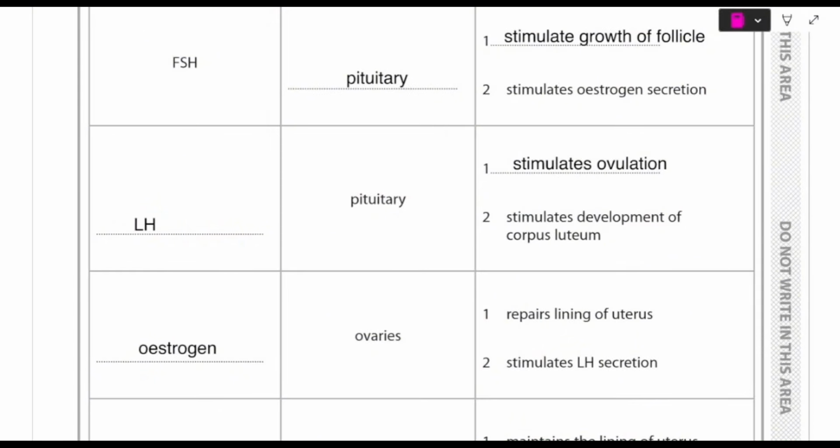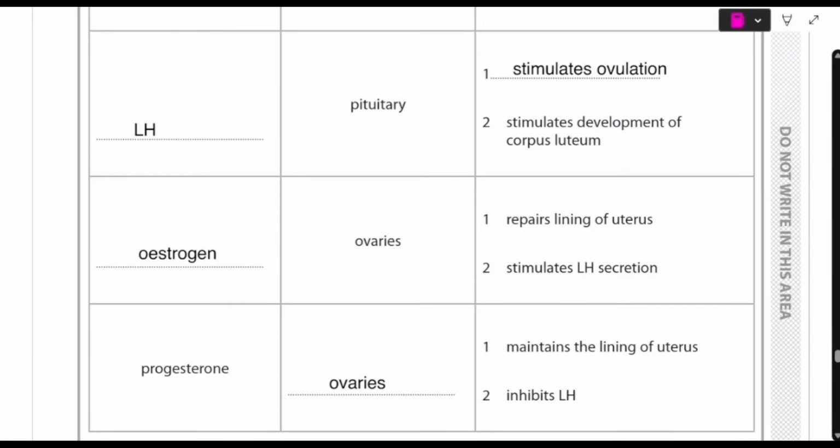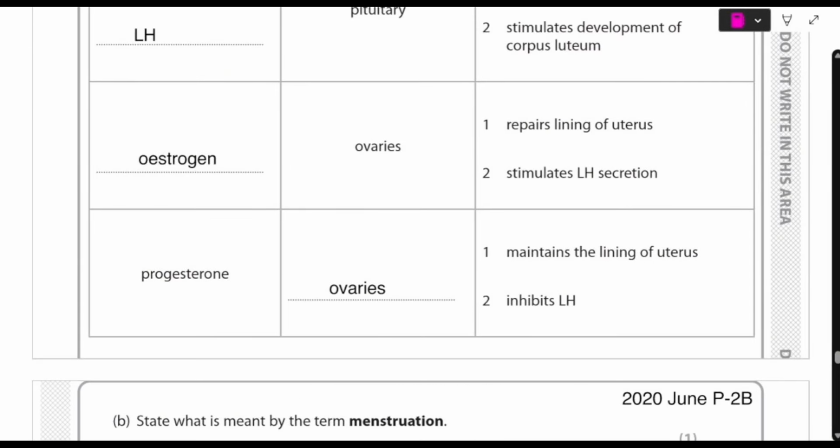Estrogen is released from ovaries. It repairs the uterus lining and stimulates the release of LH. And lastly, progesterone, which is also released from ovaries. It maintains the uterus lining and inhibits the release of LH.